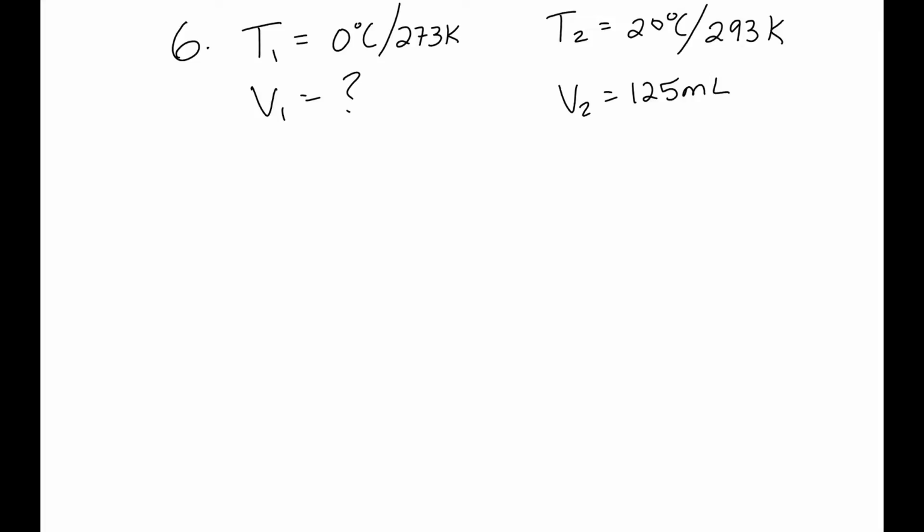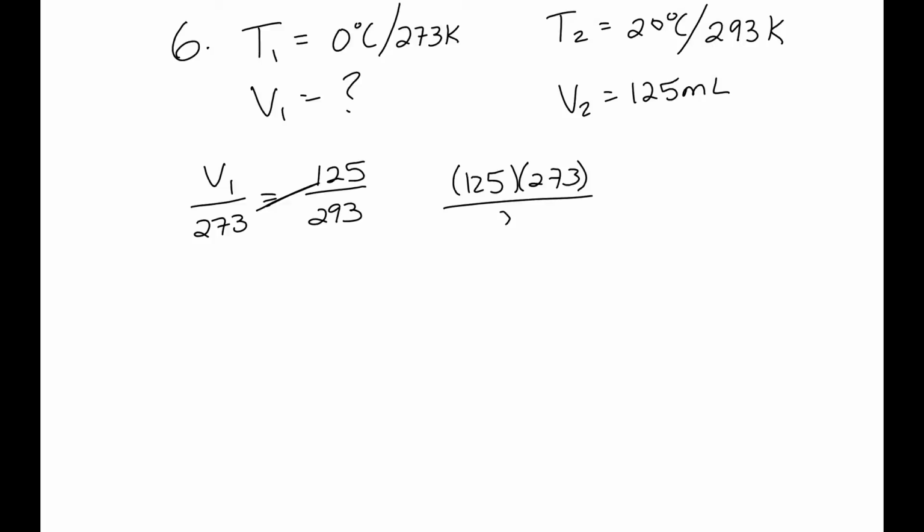Now, I know I've written this backwards, but we can still put it into our equation. It's going to be V1 over 273 equals 125 over 293. Cross multiply and divide. So we get 125 times 273 over 293. And when we do that, we get 116 milliliters. And that's our initial volume.